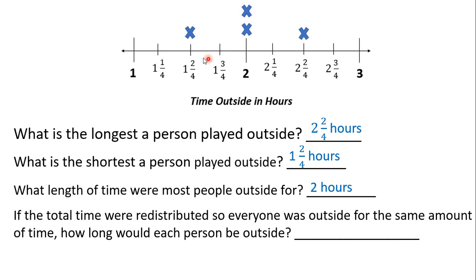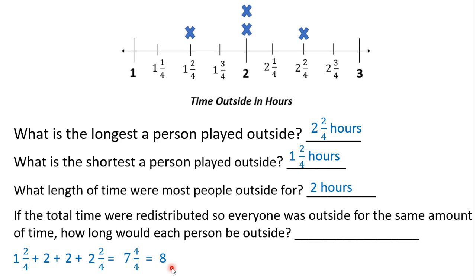So let's just go in order. We can see that we're going to add 1 2/4 plus 2 plus 2 again, since there are two x's above 2, plus 2 and 2/4. When we add that up here at the bottom, we get 7 and 4/4 hours, which is the same as 8 hours. So the total amount of time that all the students were outside for was 8 hours.